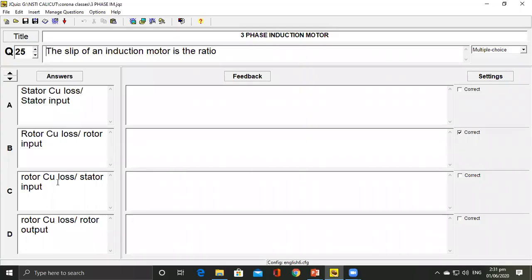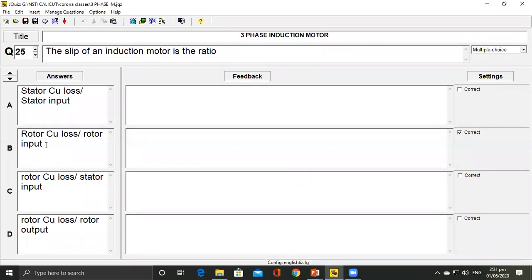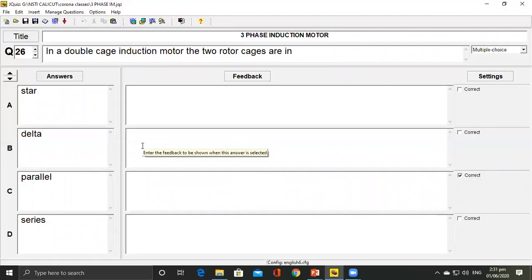So what is your answer? This is rotor copper loss divided by rotor input. Option B is the answer. And next we are taking the 26th question.